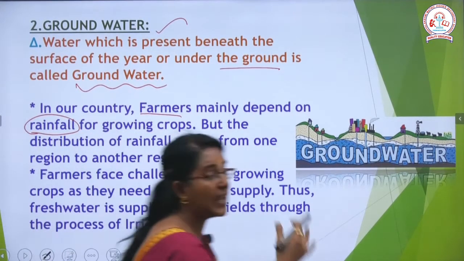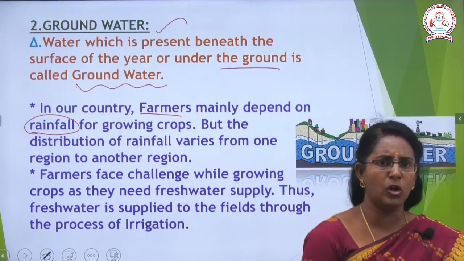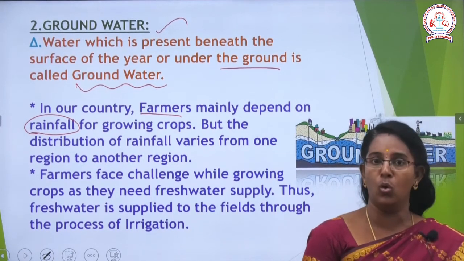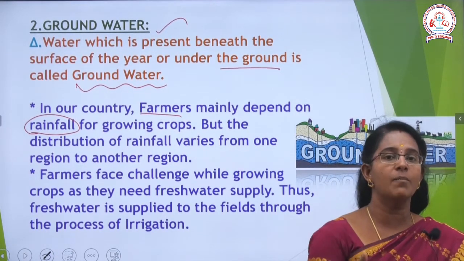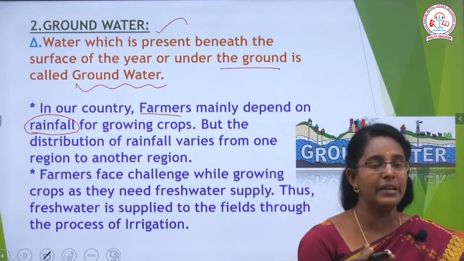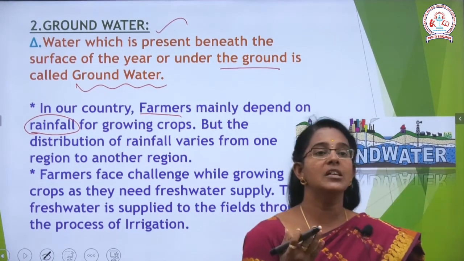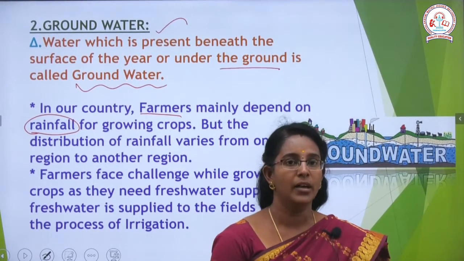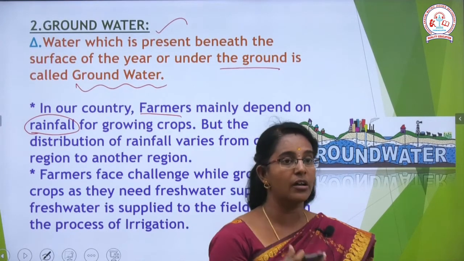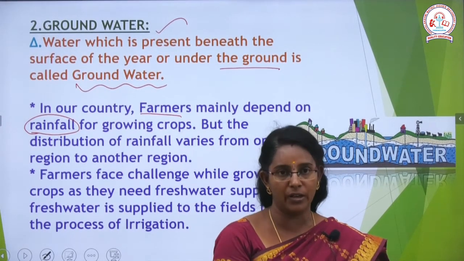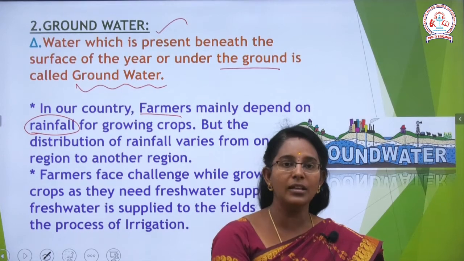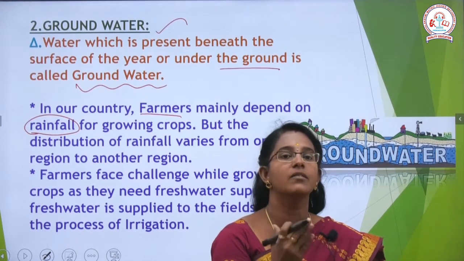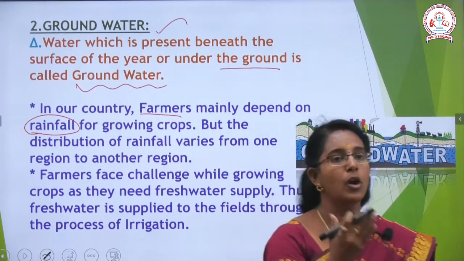So the main source of the water, where will we get water, will it come automatically? No, because we get water from the rainfall. The rain is a god. In our India, we worship the rain god. We know about that, so we give more importance to the rain. Not only farmers, all the people in the world give importance to the rain. So we want to save that.